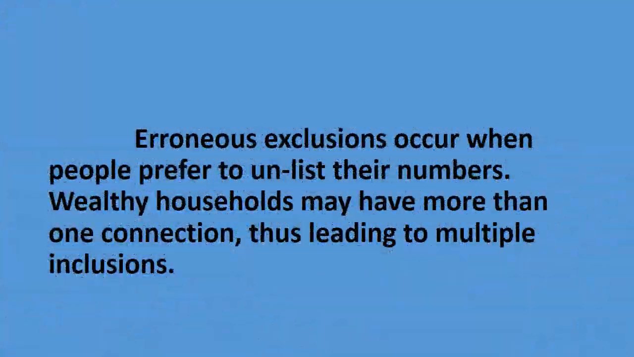Erroneous exclusions occur when people prefer to unlist their numbers, and wealthy households may have more than one connection, thus leading to multiple inclusions. So if you are taking a cluster sample, sometimes we can't contact them. Some may have only one number, so we may find it difficult to contact them, and people in the upper class may have more numbers. So sometimes by mistake the same subjects may be taken multiple times, and that will cause a sampling error.